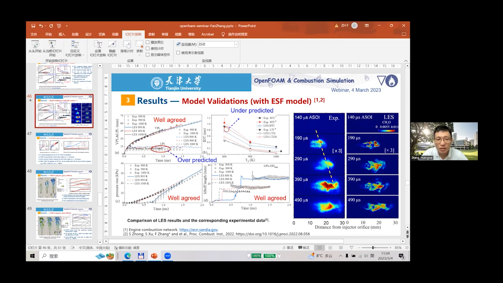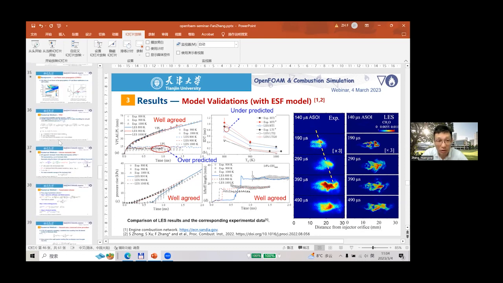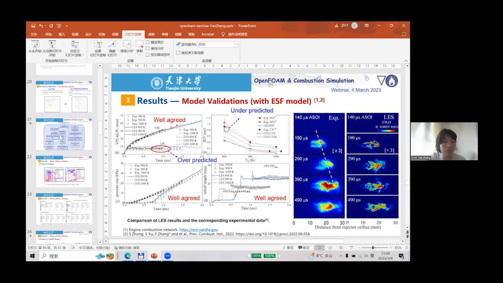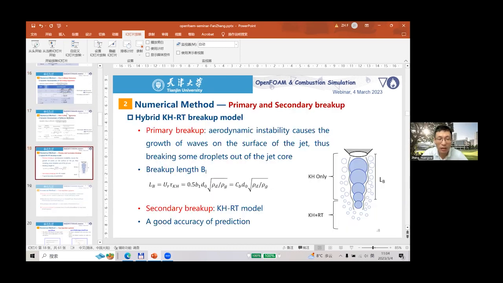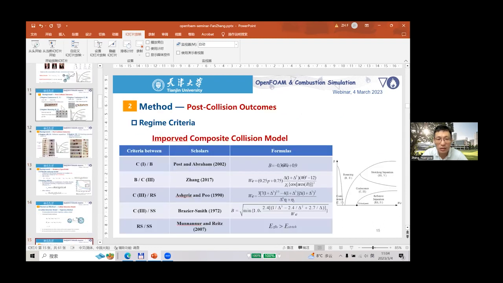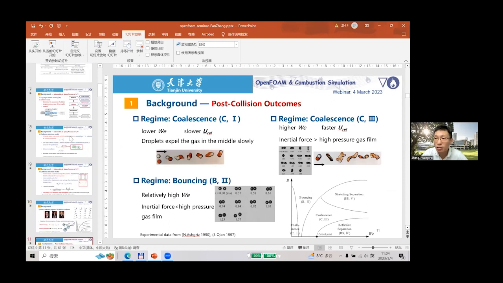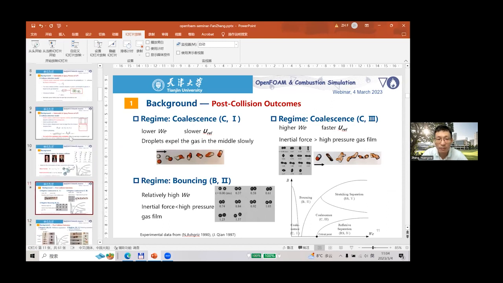Any other questions? So in your simulation, you use the parcel method, right? Yeah, the parcel method. Then you consider breakup and also coalescence, right? So once we consider these two processes, the number of droplets in the parcel will change, right?